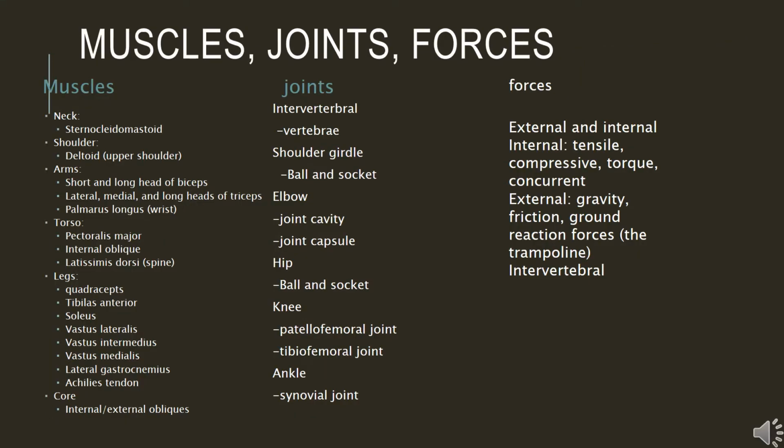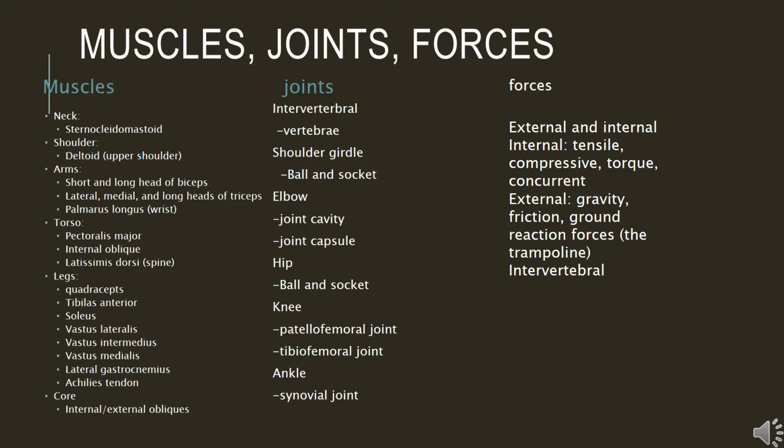During this presentation, we mentioned the muscles that were used during each phase. While doing a backflip, just about every muscle is engaged in the human body. This includes the neck, shoulders, arms, torso, legs, and core.